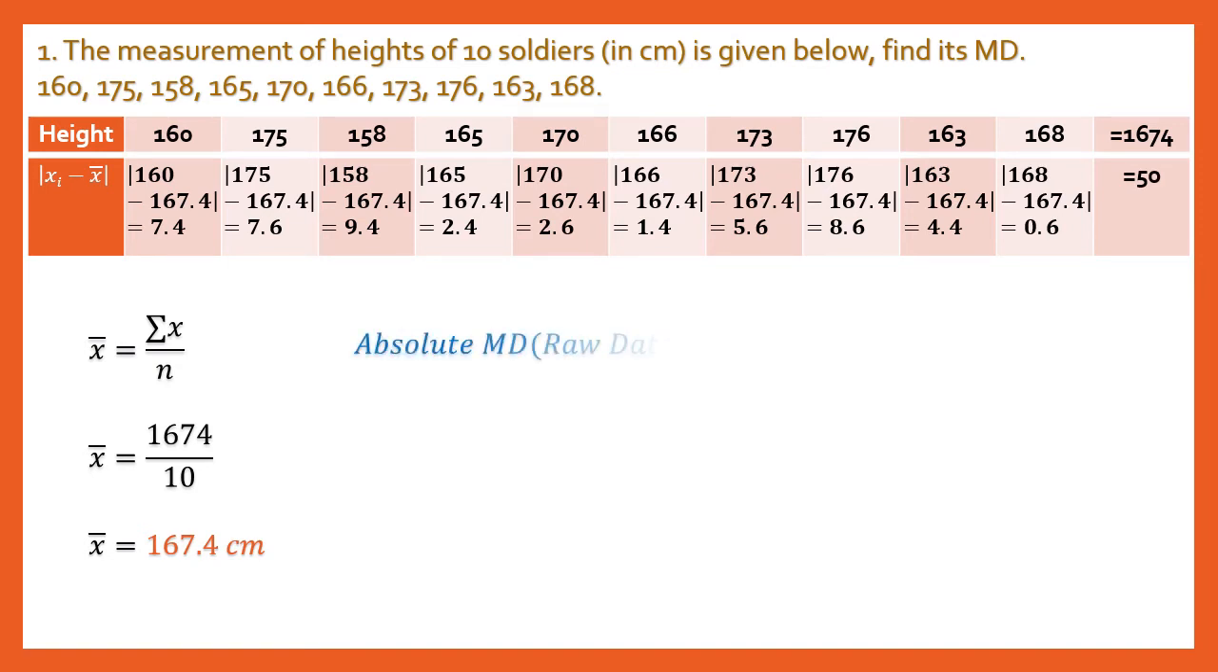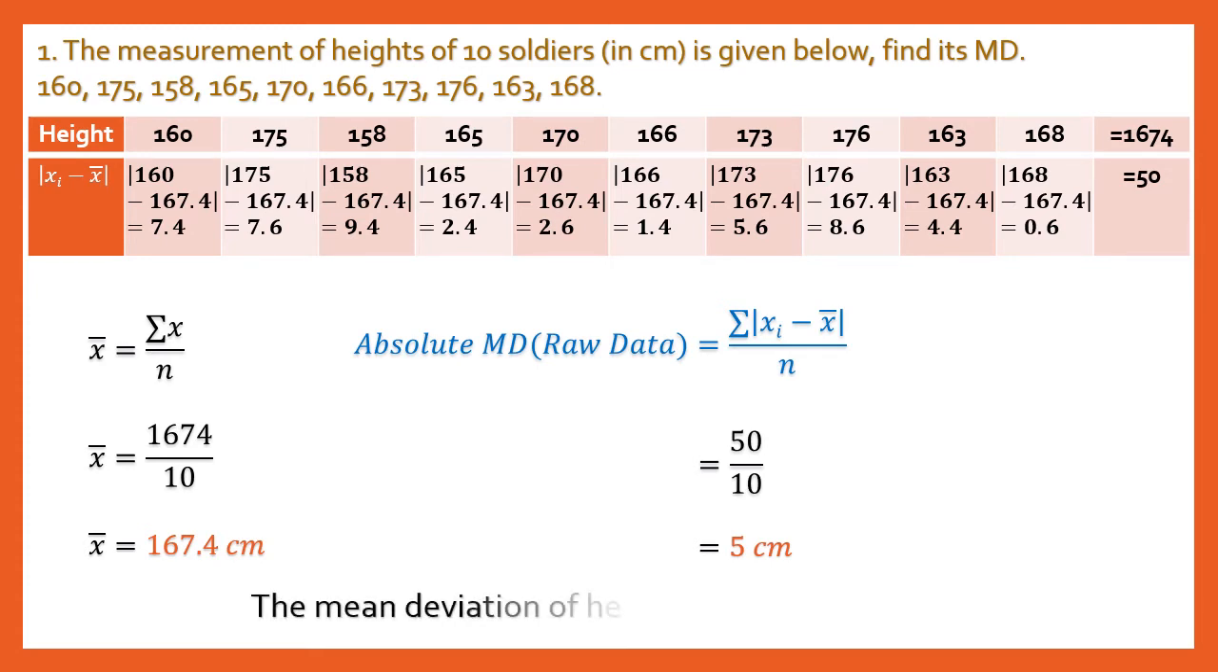So now my absolute mean deviation for raw data is summation modulus xi minus x bar divided by n. So summation modulus xi minus x bar is 50 and n is 10, as we already know. So my final answer is 5 centimeters. Because this is an absolute MD, the unit of measurement must be there. Because only MD is to be calculated, no coefficient, just write this statement: the mean deviation of heights of soldiers is 5 centimeters.